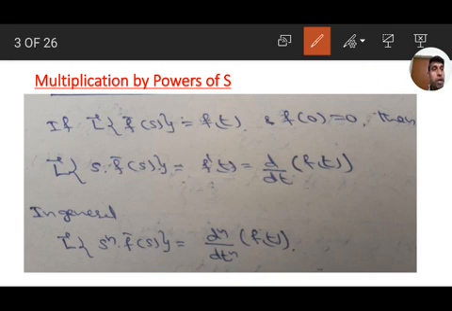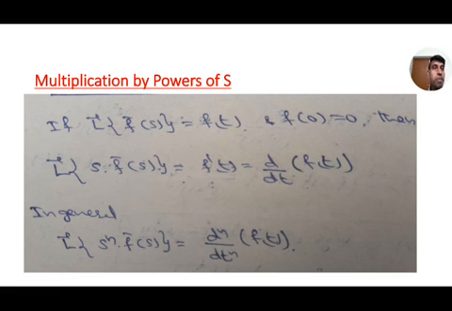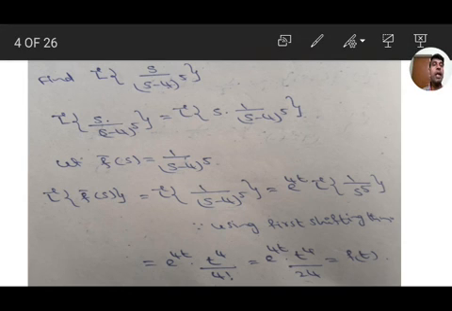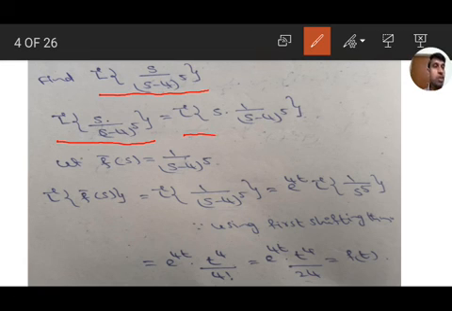Let us move to the problems. It is powers of s. First problem, find L inverse of s by (s minus 4) all to the power of 5. Here L inverse of s by (s minus 4)^5 is L inverse of s into 1 by (s minus 4)^5, that is s into f bar s. Therefore, we can use multiplication by powers of s.